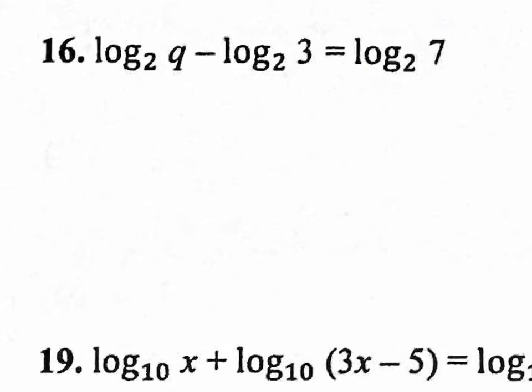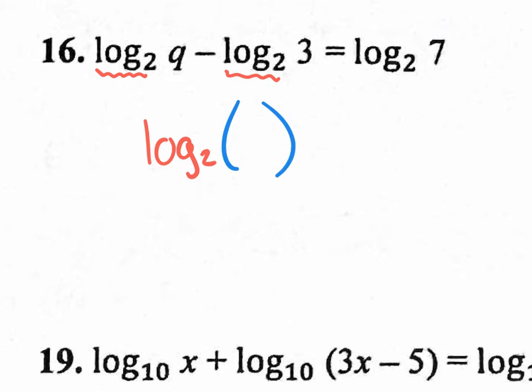Jumping to number 16. Quotient. Absolutely. We see a minus sign. We're going to use the quotient property. And again, the logarithms have to be identical in order for you to apply any property. So you have log base 2 on both of them. That's great. Write it as one single log base 2. And of course, the quotient means division. So you're going to take this first item and divide it by the second one. So you're going to have q divided by 3. And it does equal that other log base 2 of 7.